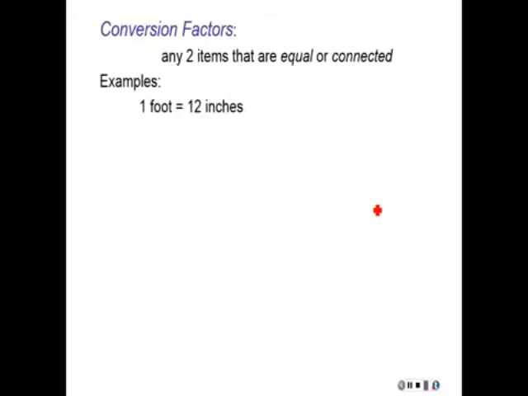All right, next thing, we're on to conversion factors. Any two items that are equal or connected are called conversion factors. Examples would be 1 foot is 12 inches, 1,000 meters is a kilometer, 3 cans for $1.39. So these items don't have to be equal, but they are equal in the first two. They can just be connected like here.